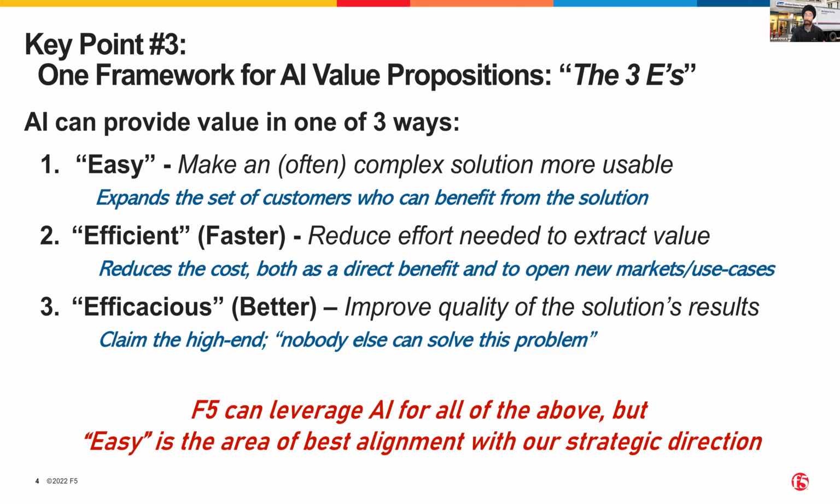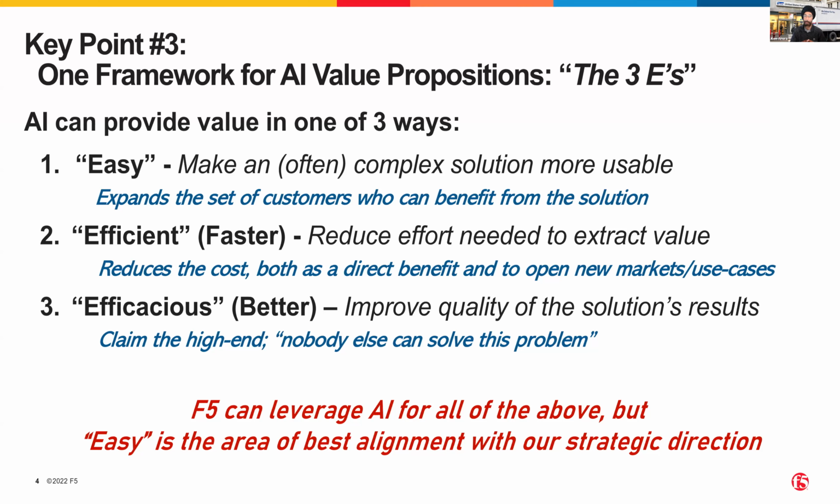And then third, it can make us more efficacious. By efficacious, first I define it: this is the quality of the solution. In other words, by leveraging AI, and I'll put it in the security context again, because that's the one that I'm most familiar with, the one I naturally gravitate to, I can find threats, I can find bots, I can find fraud that nobody else can find, because I can leverage AI to just find things that nobody else can solve.